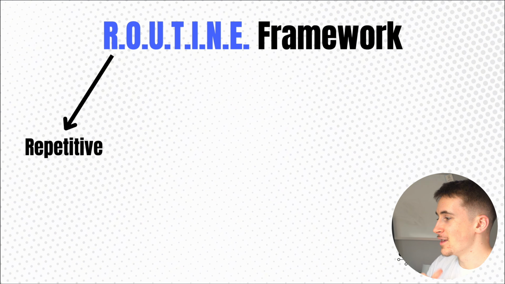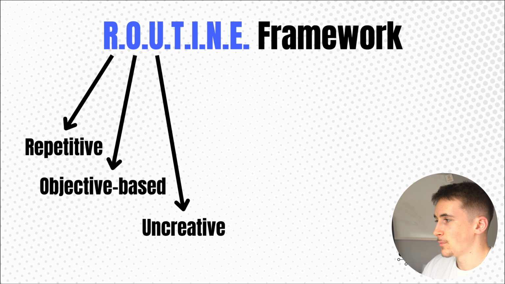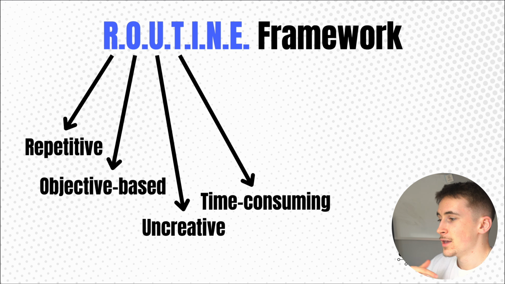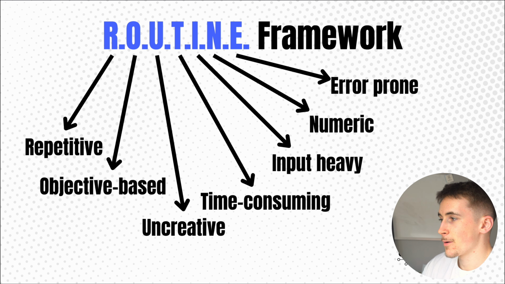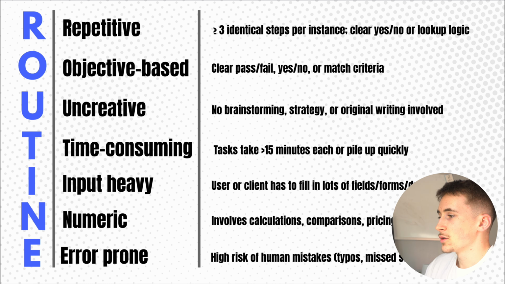So routine, the R is going to be repetitive. I'm going to break all of these down in a minute, by the way. So R is repetitive, the O is objective based, the U is uncreative, T, time consuming, I, input heavy, N, numeric, and then E, error prone. Some of these are pretty self-explanatory. You probably already know what I mean and where I'm going with these. But just to break it down a little bit further, this is it all laid out.